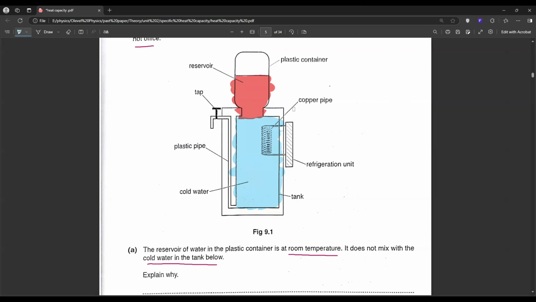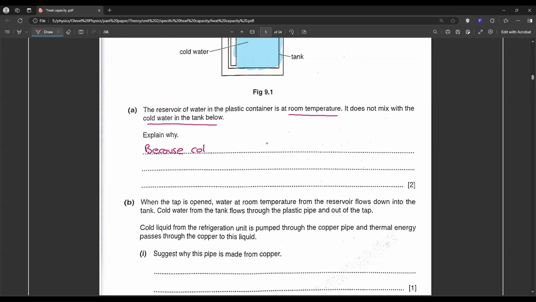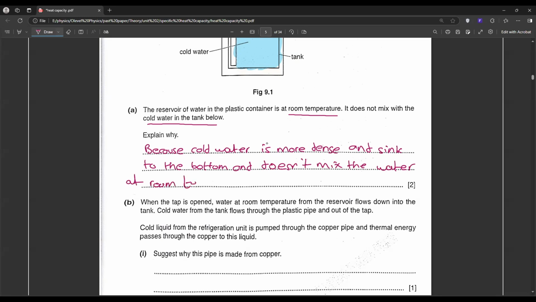Why? Because cold water sinks to the ground. You can write here: because cold water is more dense and sinks to the bottom and doesn't mix with the water at room temperature. Simple as that.